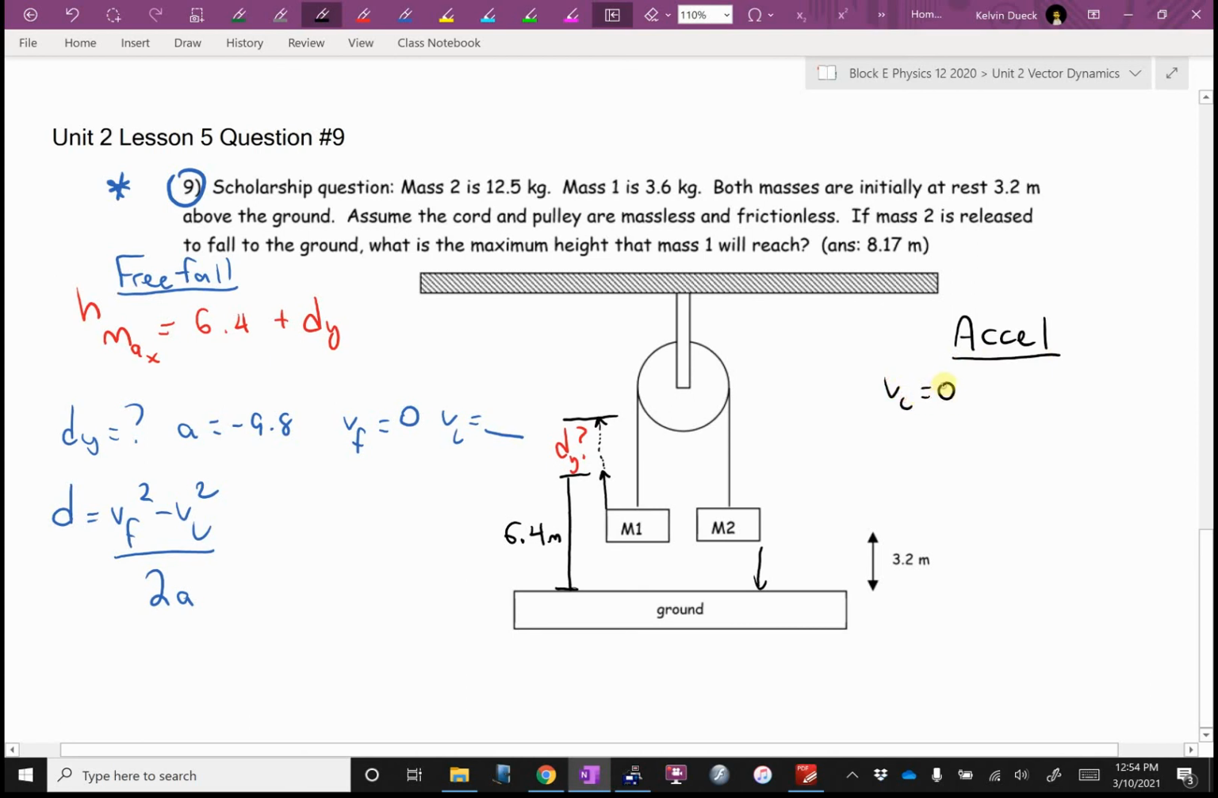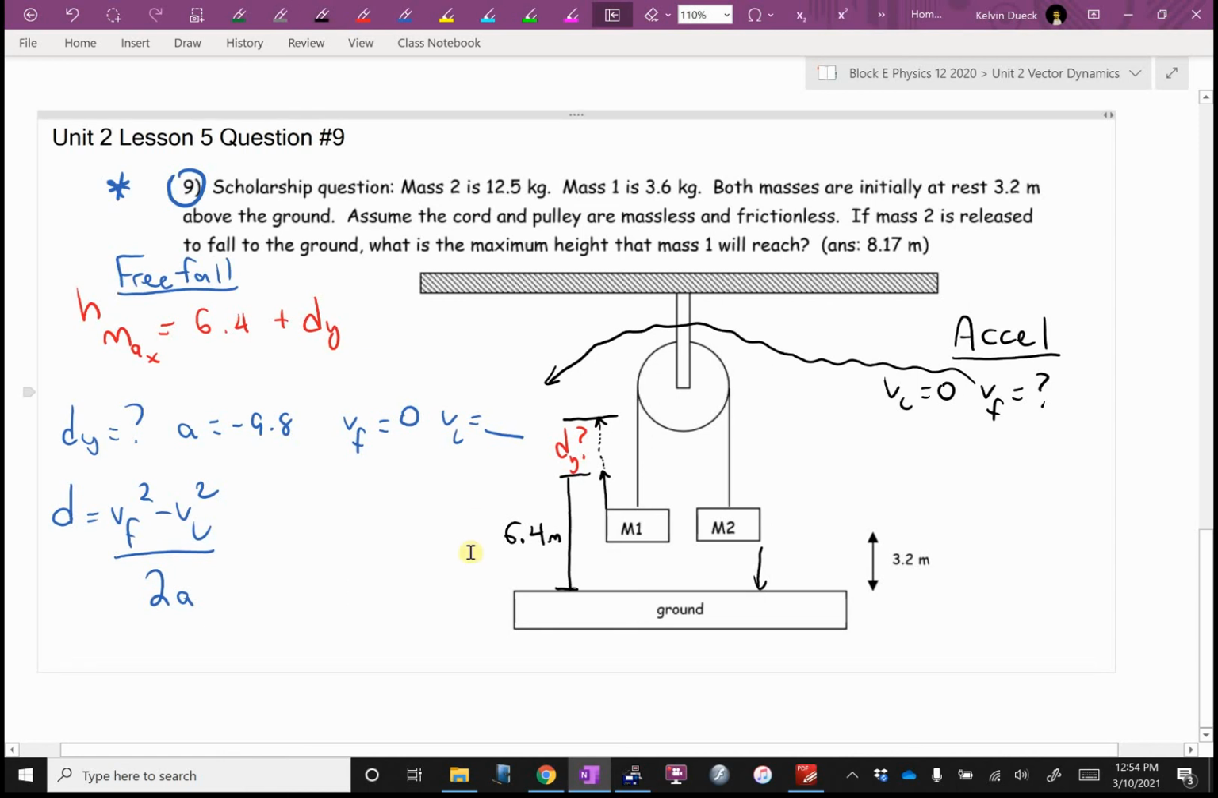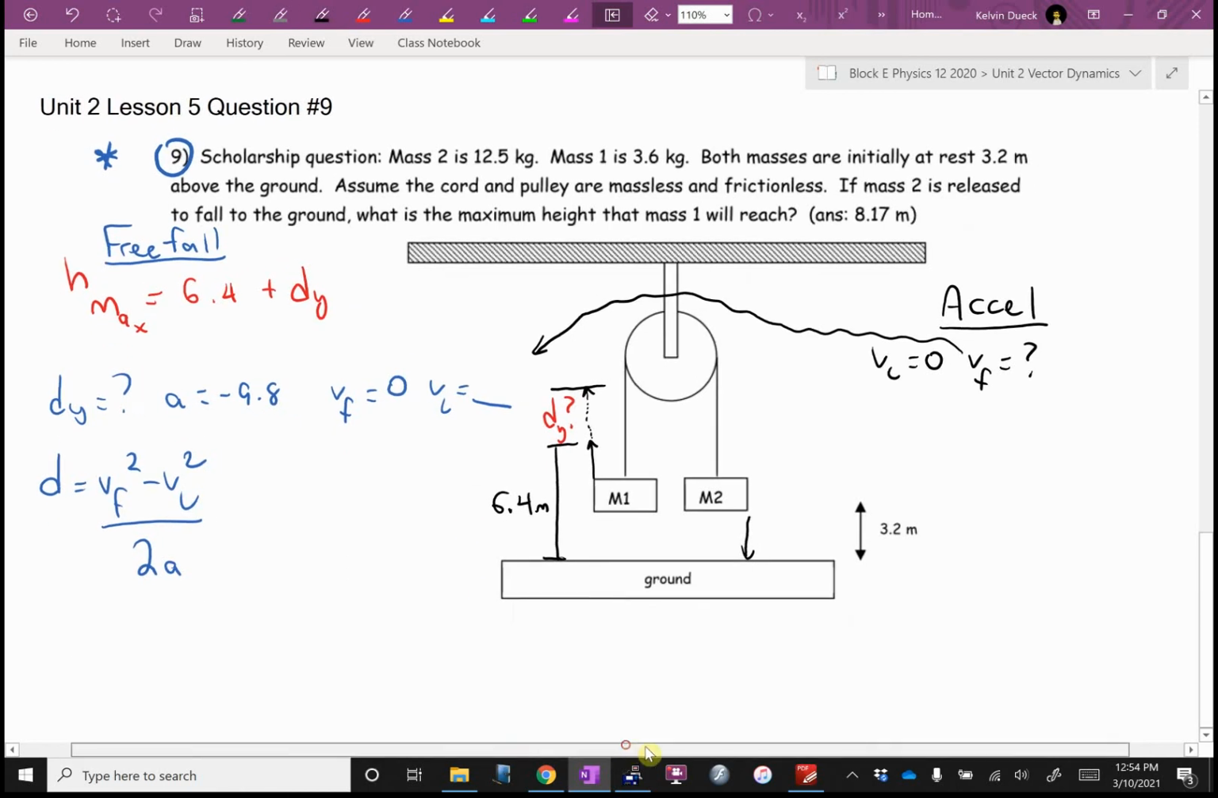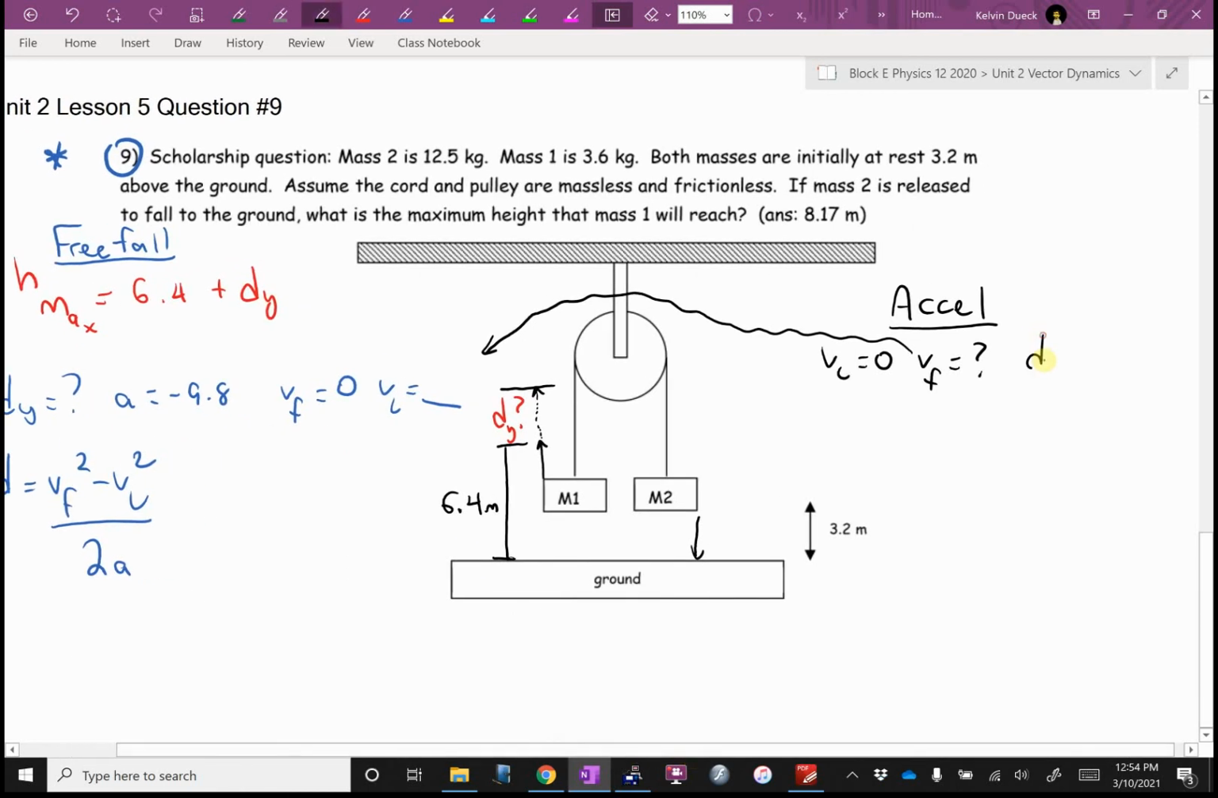So while we're accelerating, mass 1 starts off with a v of 0. I'd like to find that because that number is going to be that number. I know the distance that it accelerates for. It accelerates for 3.2 meters because that's how far mass 2 falls down. If I could find the acceleration, then I could use vf squared equals vi squared plus 2ad. How will I find the acceleration? This is a job for a free body diagram.